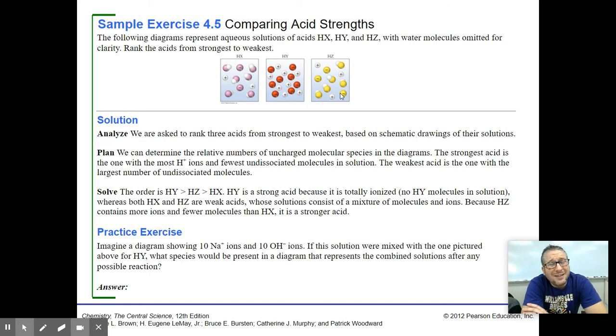HX and HZ have some dissociation, but not all dissociated molecules are present. HZ and HX are what we call weak acids, therefore weak electrolytes. HY is the strongest, and HX and HZ are probably pretty similar if we look at the number of whole molecules compared to the number of ions present. HZ might be slightly stronger because about one more has dissociated. So if I had to guess, HZ would be a little stronger than HX, but HY is the strongest.